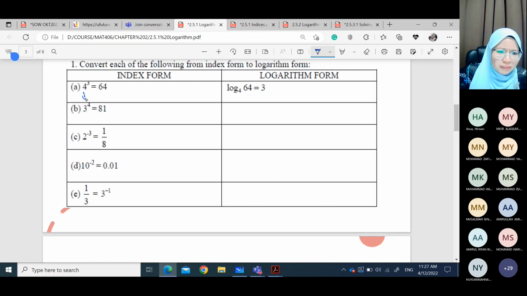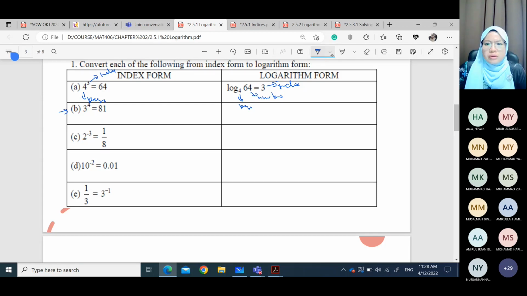Baiklah, balik semula kepada index. 4 ni adalah base. 3 ni adalah index. Okay. So dalam log 4, log, index, base, value ataupun number. So yang ini adalah index. Okay, di sini dia punya dalam logarithmic form dia. Okay, so tengok B. Kita ada 3 to the power of 4 equal to 81.